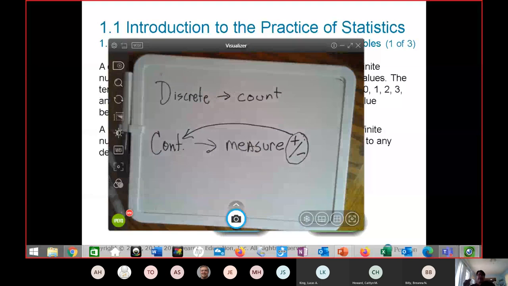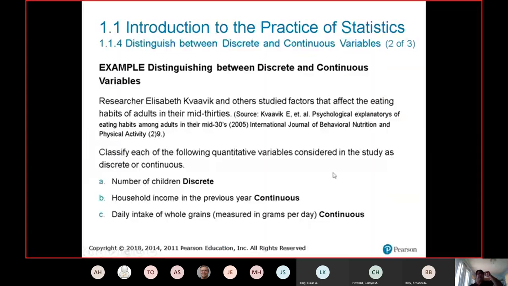2 good test questions. I give you 3 to 4 test questions. One is qualitative versus quantitative. The other one is discrete versus continuous. And people miss them. I don't know why they miss them, but they miss them. All right. Here's some examples. Number of children. When you see the word number, that's a dead giveaway. Number goes with discrete. Measure goes with continuous.